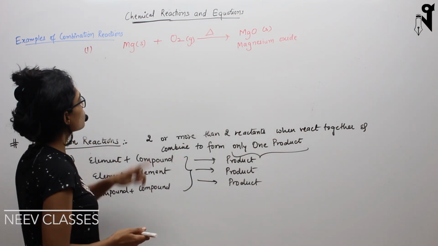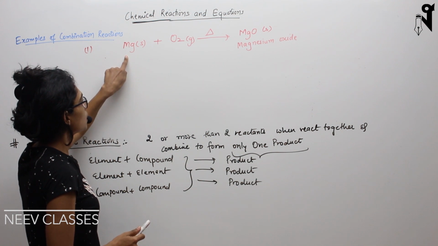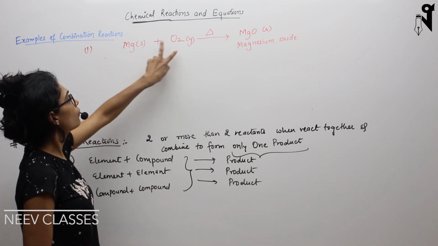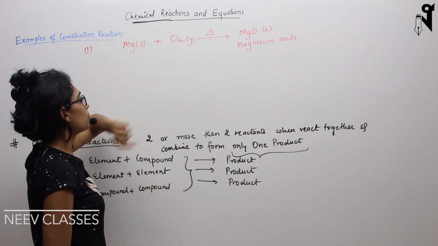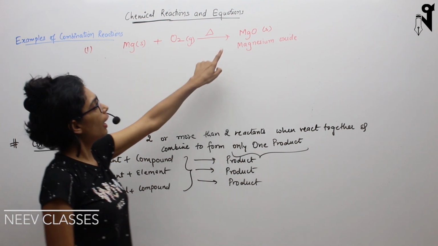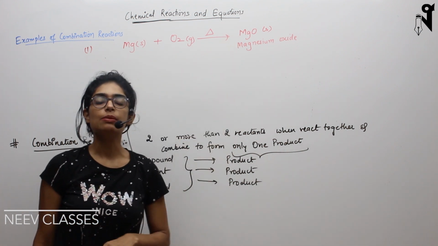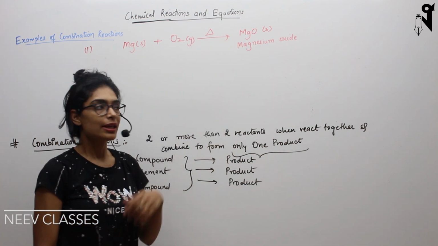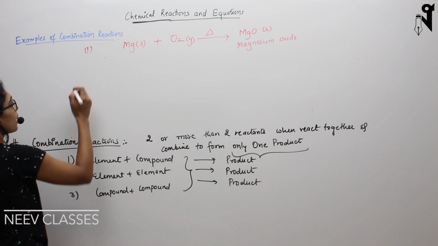So now what we can observe over here is, magnesium was one reactant, oxygen was another reactant. Both of them were individual elements. They reacted together by burning and formed one single product, that is magnesium oxide. Right?